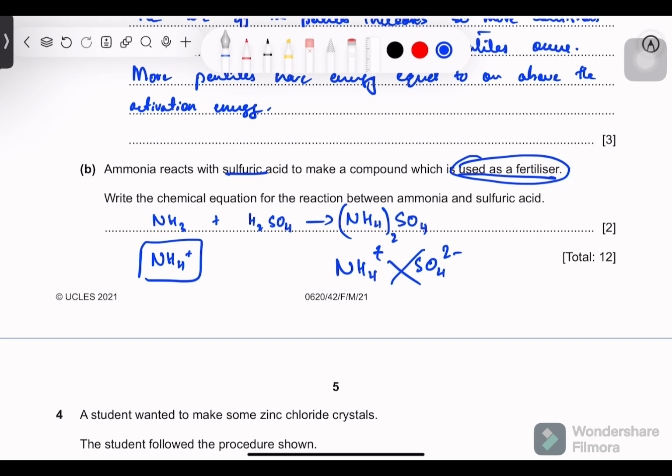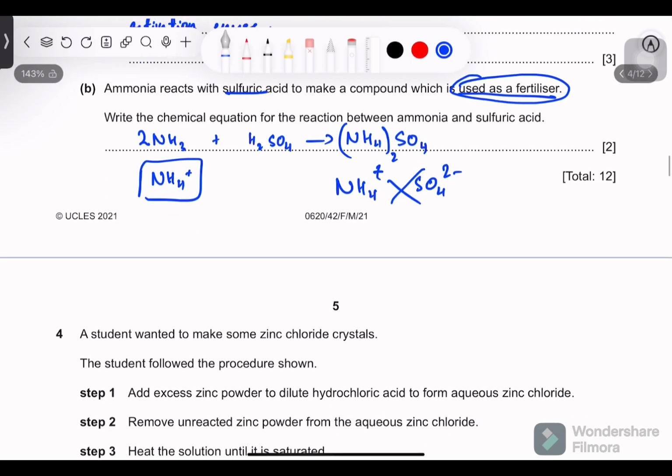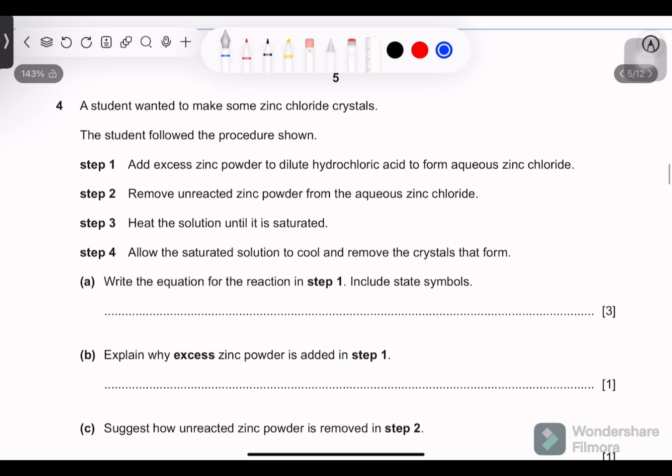So the equation is balanced except for this. There should be a 2 over here because there are two nitrogens on the right side, so there should be two nitrogens on the left. Now we have six hydrogens and two, so eight hydrogens on the left side and eight hydrogens on the right. 4 twos are 8.